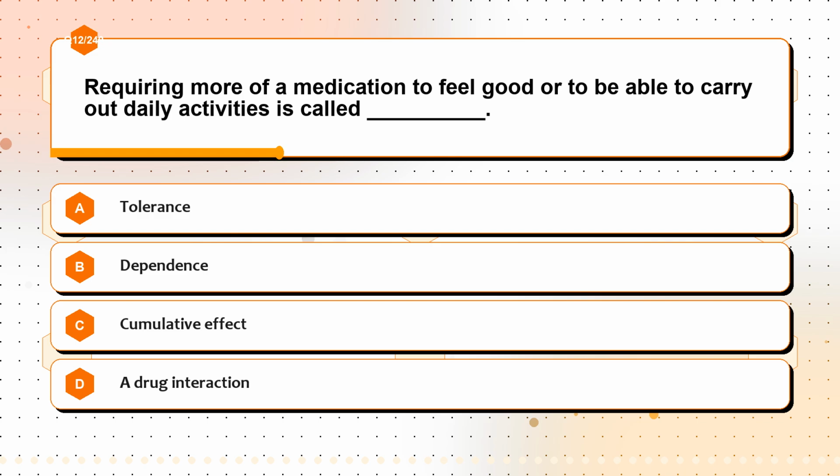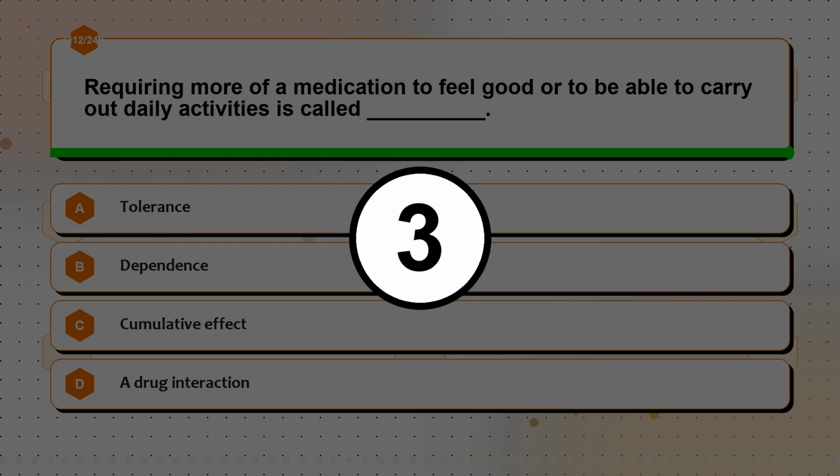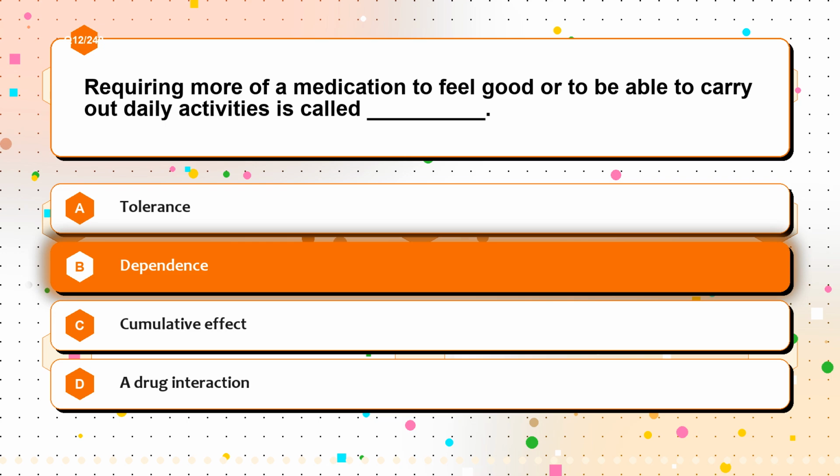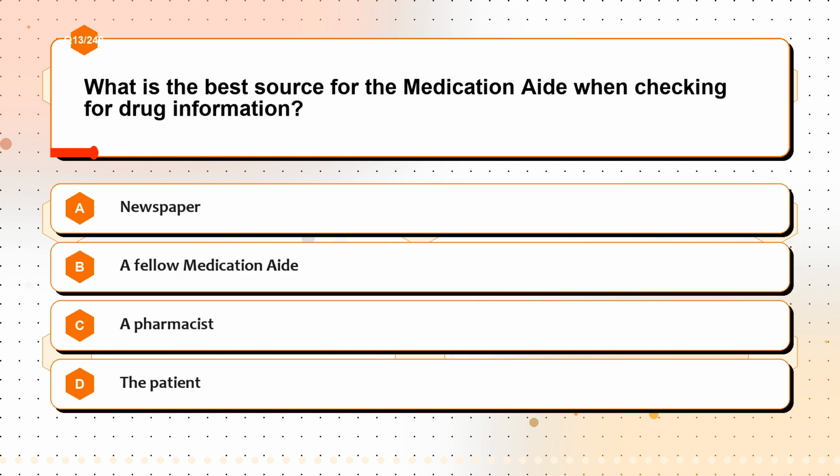Question 12. Requiring more of a medication to feel good or to be able to carry out daily activities is called blank. Here are the options. Option A, tolerance. Option B, dependence. Option C, cumulative effect. Option D, a drug interaction. The correct answer is option B, dependence.